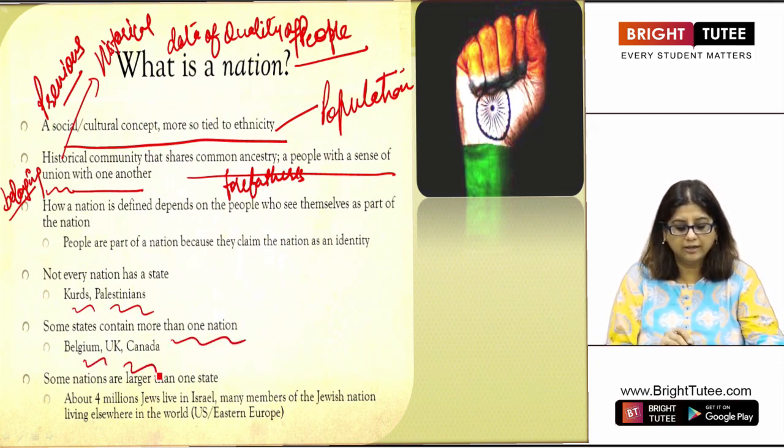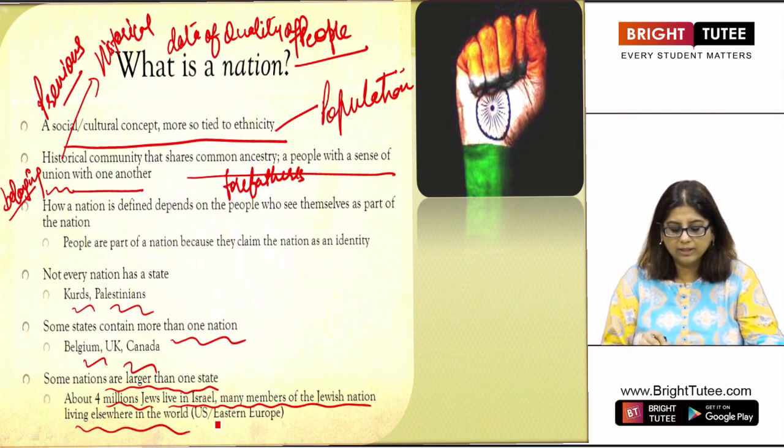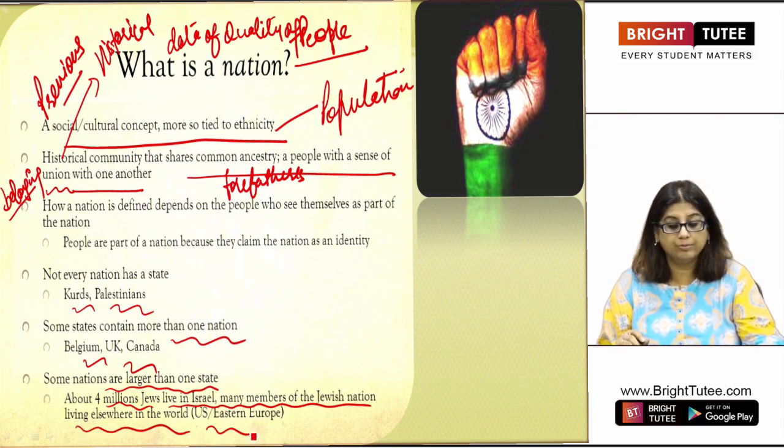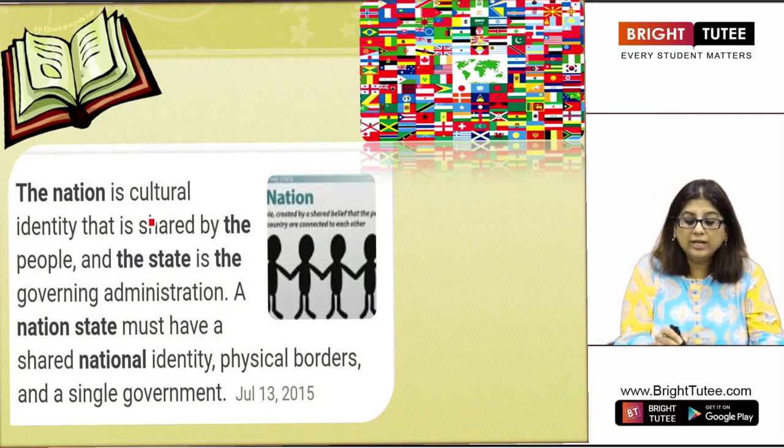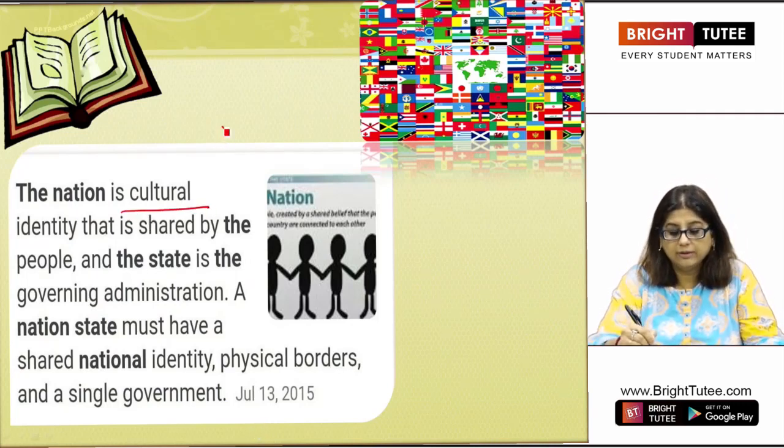Some states contain more than one nation: Belgium, UK, Canada. Some nations are larger than one state. About 4 million Jews live in Israel, and many members of the Jewish nation live elsewhere in the world, that is the US and Eastern Europe. The nation is a cultural identity.